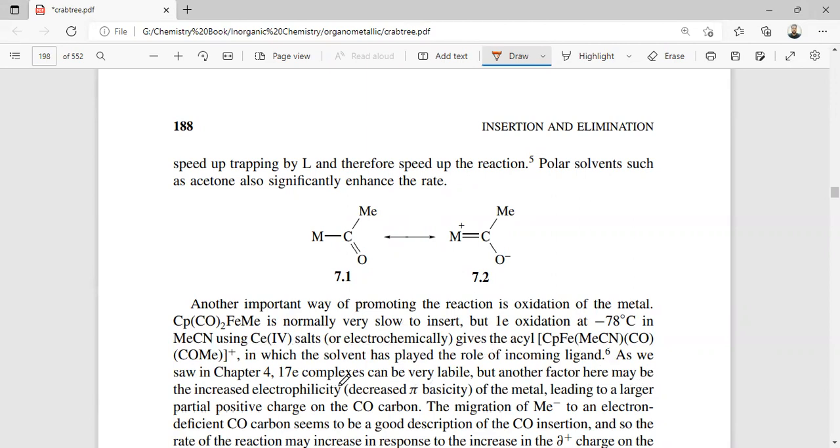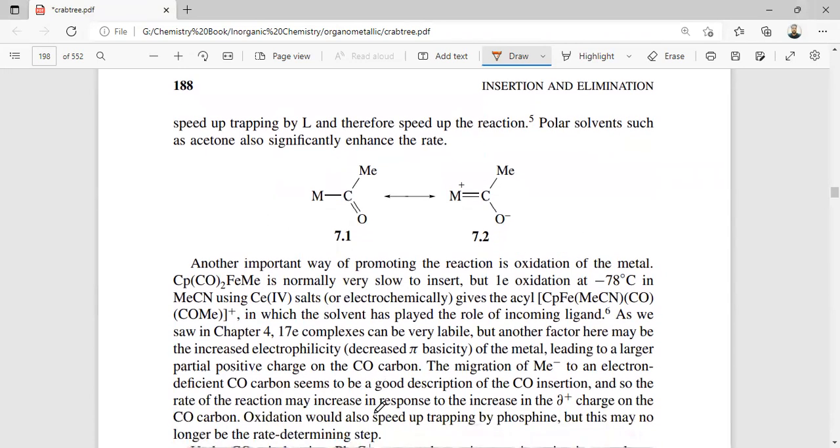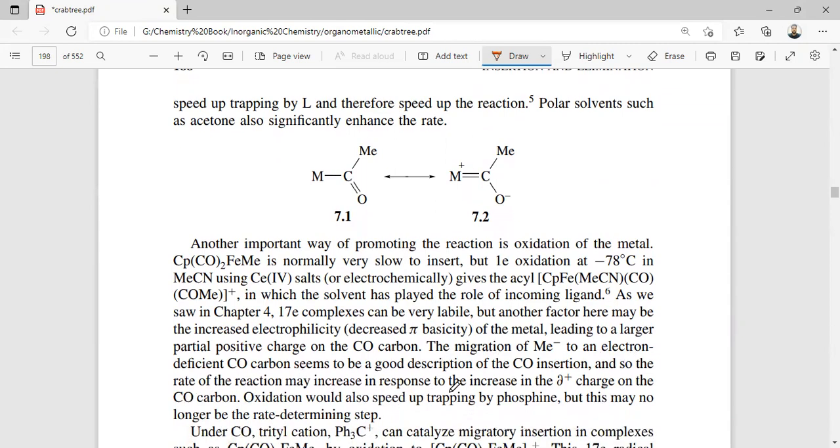So as we saw, complexes can be very labile, but another factor here may be the increased electrophilicity of the metal, leading to a larger partial positive charge on the CO carbon. So migratory insertion of an alkyl anion to the electron-deficient CO carbon seems to be a good description of CO insertion. So the rate of the reaction may be increased in response to the increase of the delta positive charge on the CO carbon. Oxidation will also speed up the trapping by the phosphine, but this may no longer be the rate-determining step.